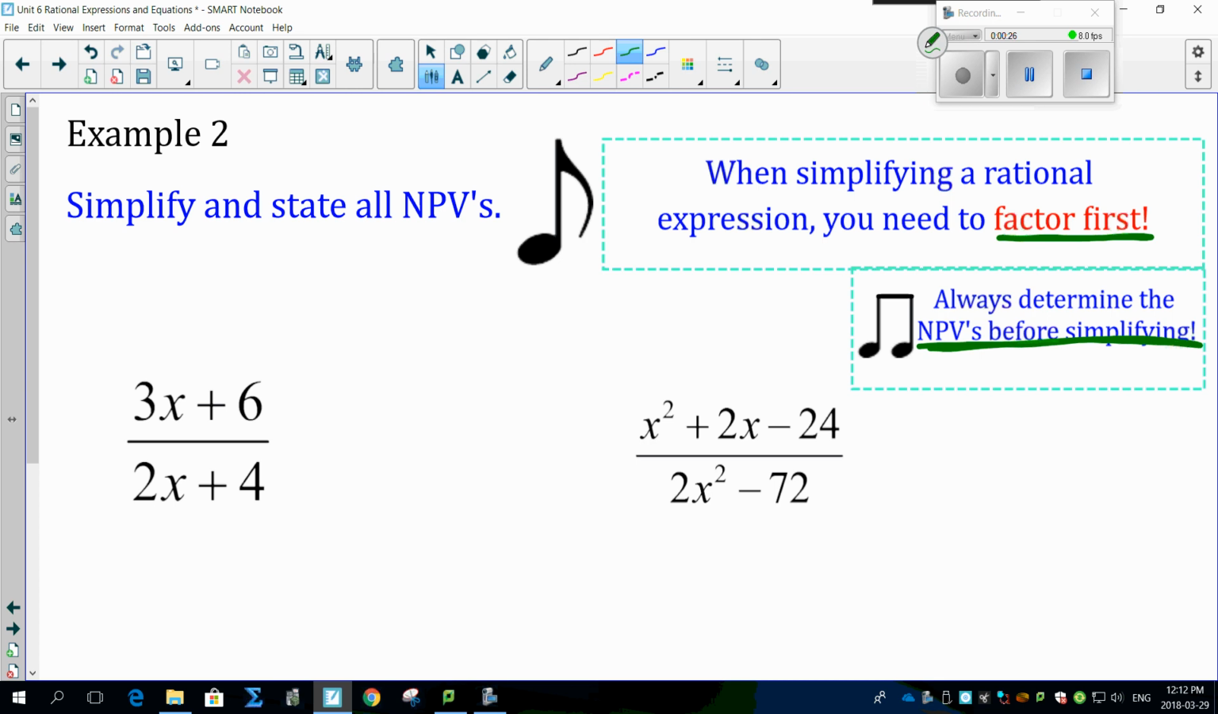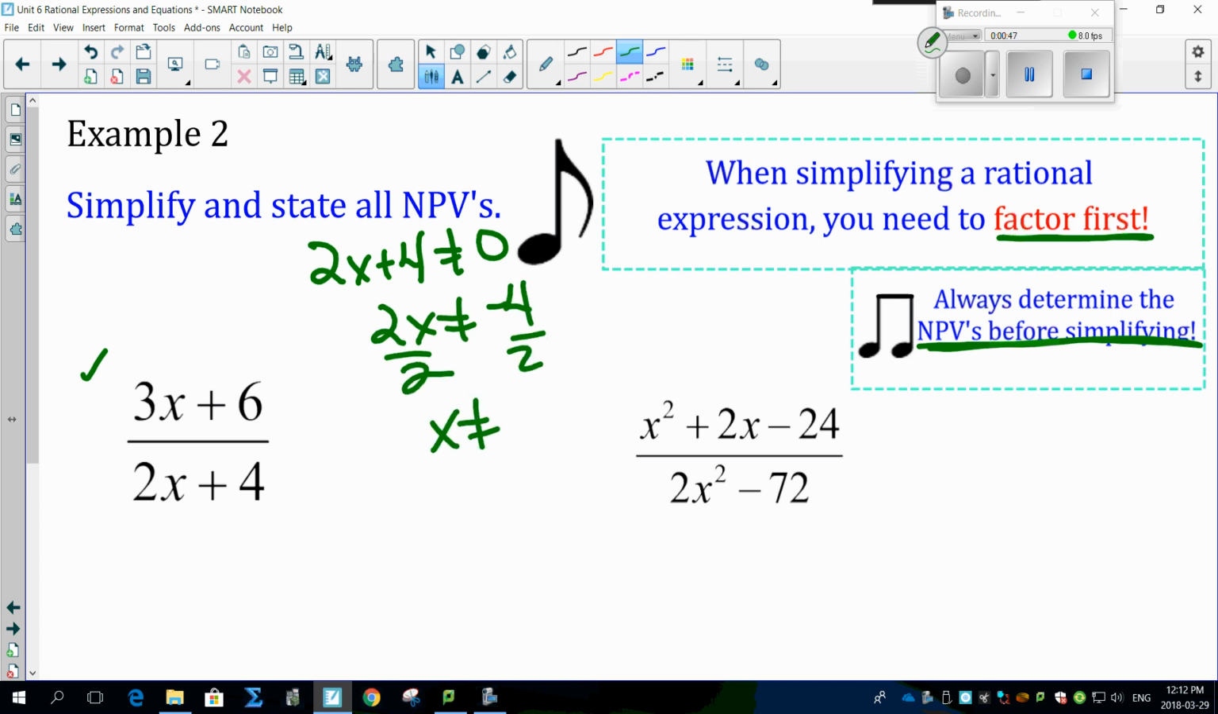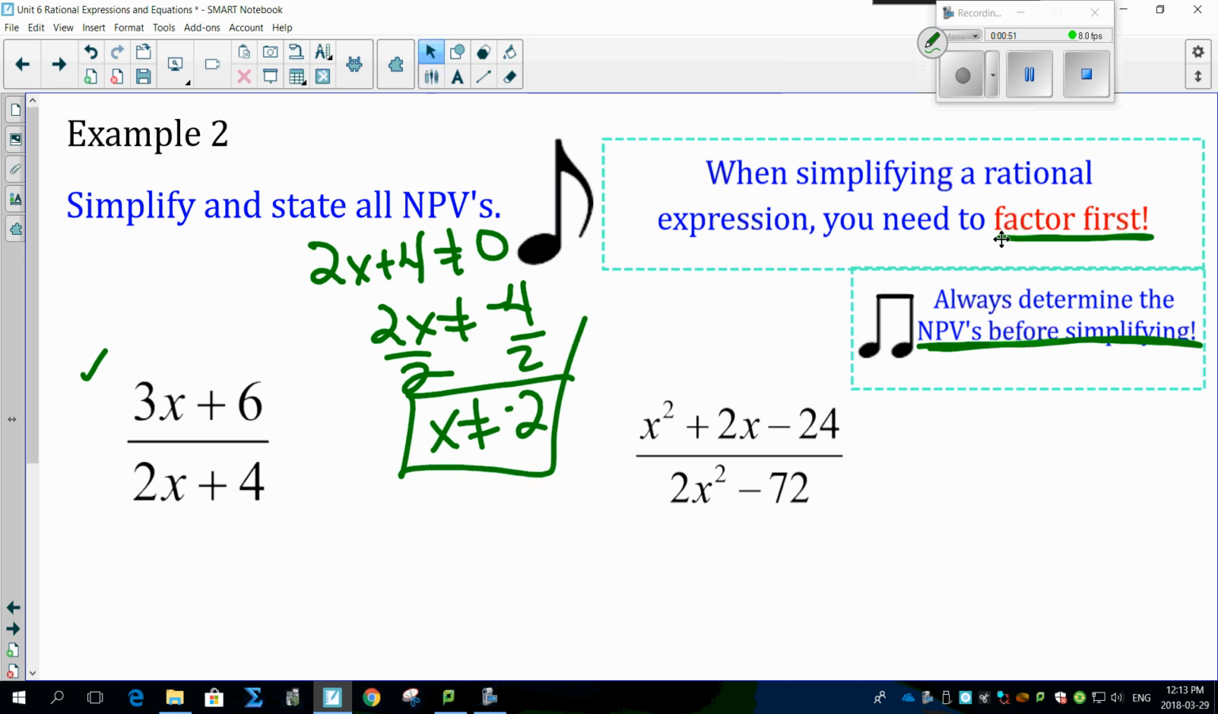Wait a second. How do I do this? You know what? Start with the NPVs. Let's look at this particular question right here. 2x plus 4 cannot be equal to 0 because if it equals 0, boom, doesn't work. Bring the 4 over. 2x cannot equal negative 4. Divide by 2, divide by 2. Get those restrictions out of your hair right at the beginning. You know x cannot equal negative 2. Everything from that point is fine.